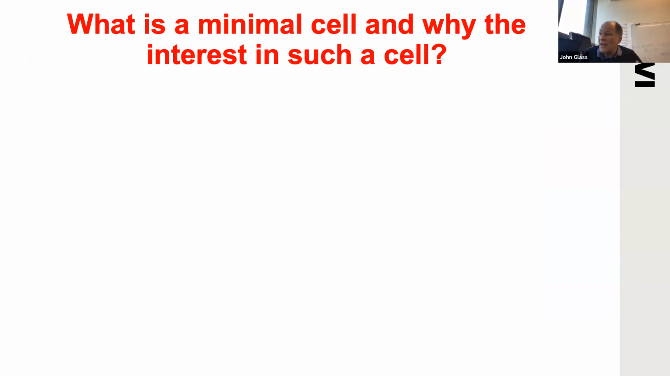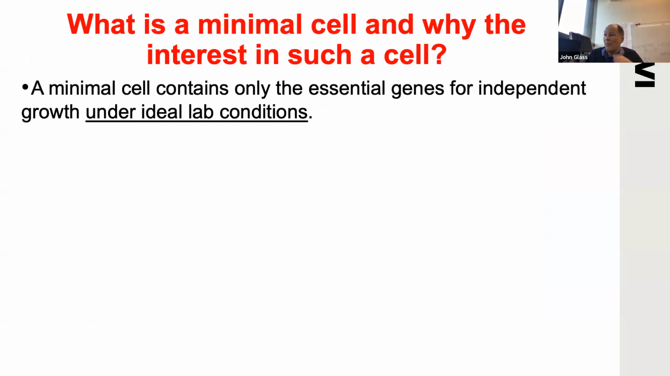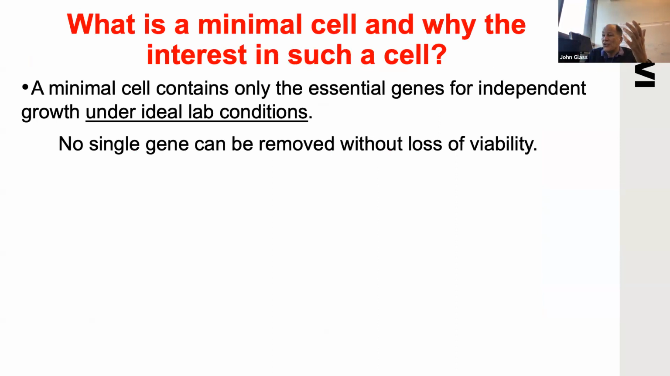So let me explain what a minimal cell is, because scientists have been wanting to make this since the 1930s, this idea of the simplest possible system that you can understand and get rid of as much of the complexity of the system as possible. So a minimal cell would be a cell that contains only the essential genes for independent growth under ideal lab conditions.